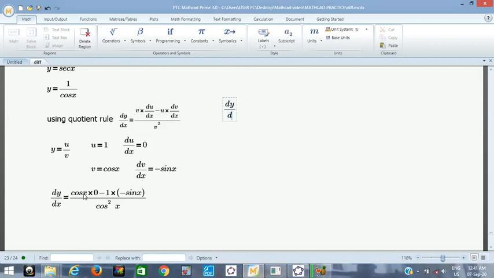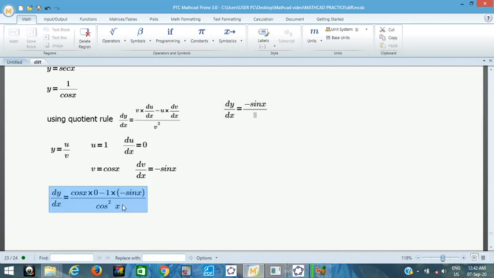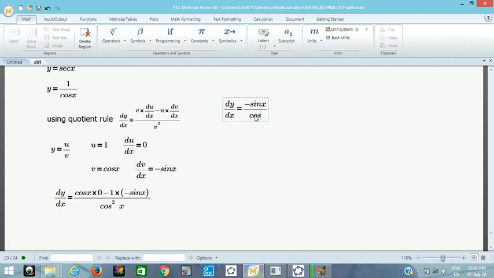So dy dx is equal to 0 on this side, so let's ignore that, minus 1 times minus sine x, divided by cos squared x. Minus times minus should be plus, so this place is going to be plus. Very important: minus times minus is plus. So let's conclude now and go to the next one. So dy dx is going to be equal to what? So dy dx now is sine.